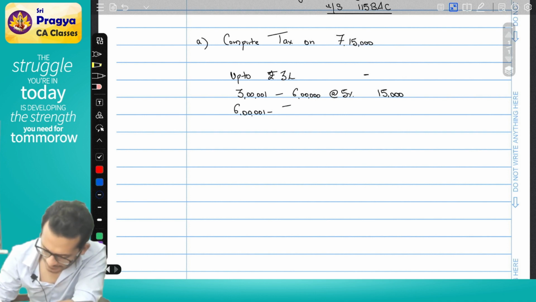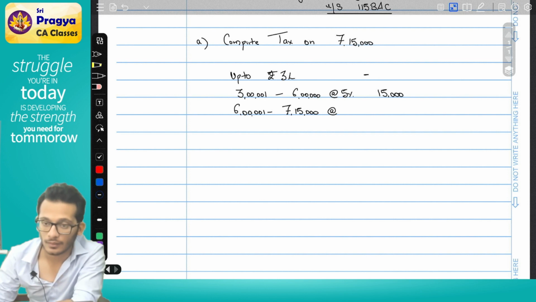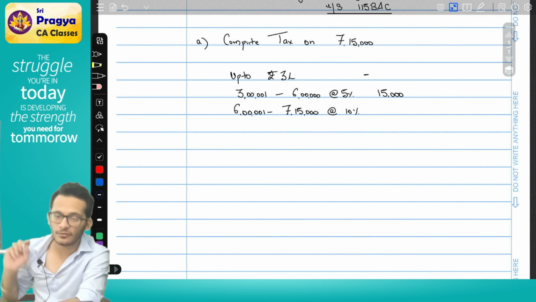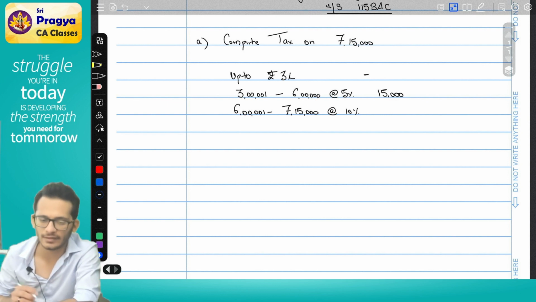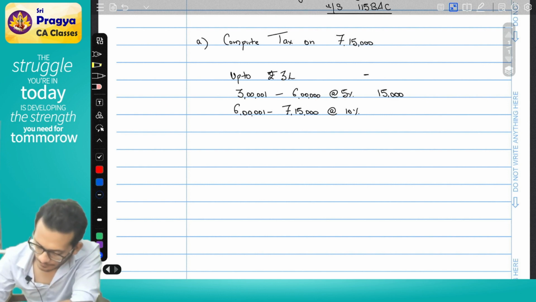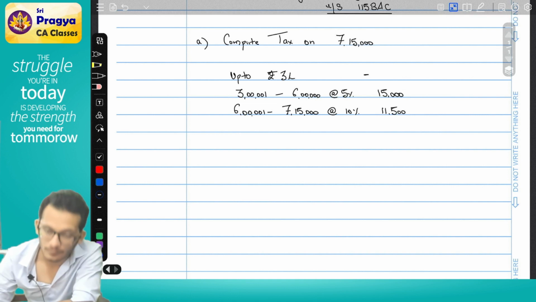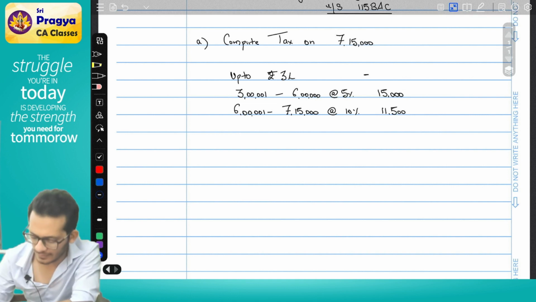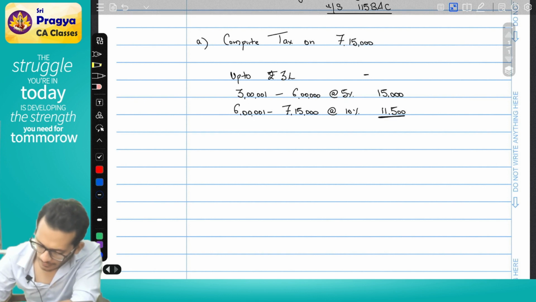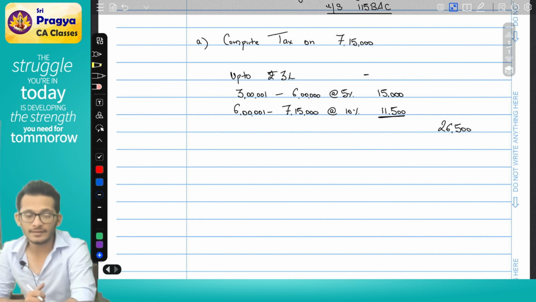Then 6,001 to 7,15,000 at the rate of 10%. How much is the difference of income? It is 1,15,000. 1,15,000 at the rate of 10% will become 11,500. Correct? Put an underline. Number on the right side will become 26,500.